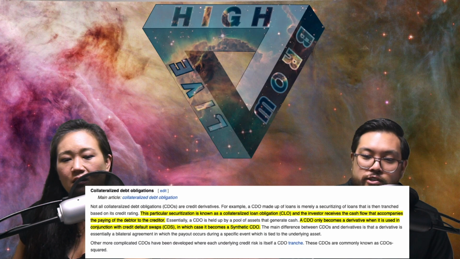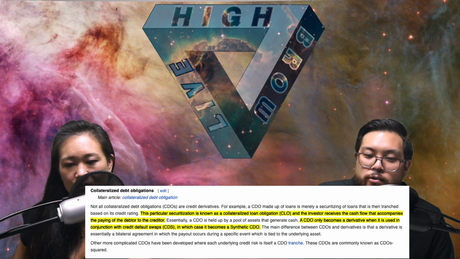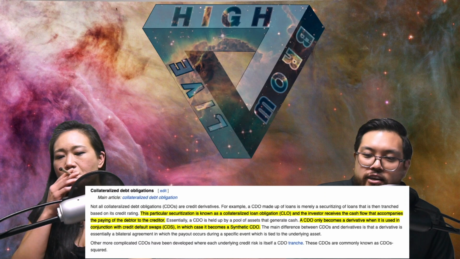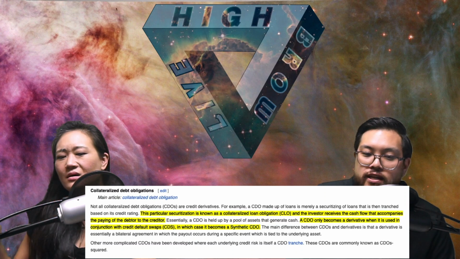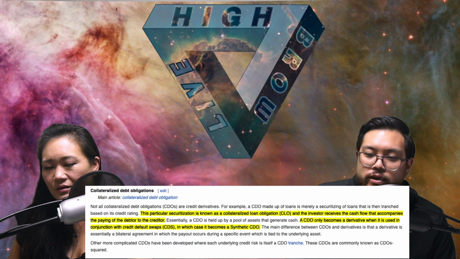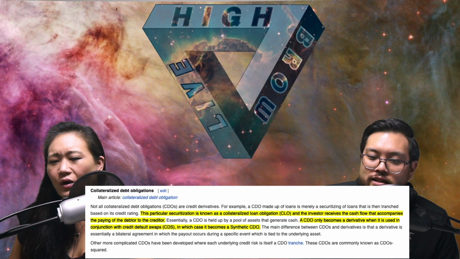For example, a CDO made up of loans is merely a securitizing of loans that is then tranched based on its credit rating. This particular securitization is known as a collateralized loan obligation, and the investor receives the cash flow that accompanies the paying of the debtor to the creditor. Essentially, a CDO is held up by a pool of assets that generate cash. A CDO only becomes a derivative when it is used in conjunction with credit default swaps, in which case it becomes a synthetic CDO. Wait, what?